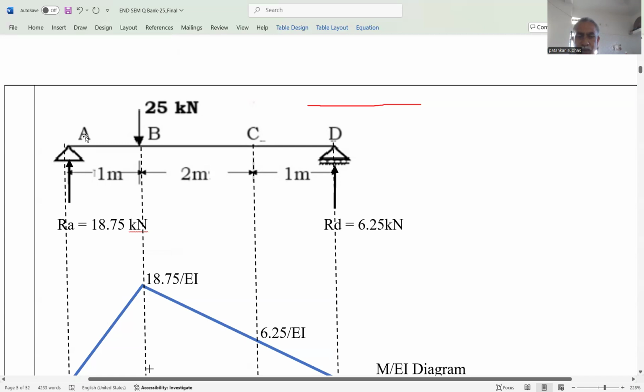Here, support A is a hinge support, but the load is vertical. That's why HA is equal to 0. So there is no issue. So RA is equal to 18.75 and RD is equal to 6.25. This is step number 1.